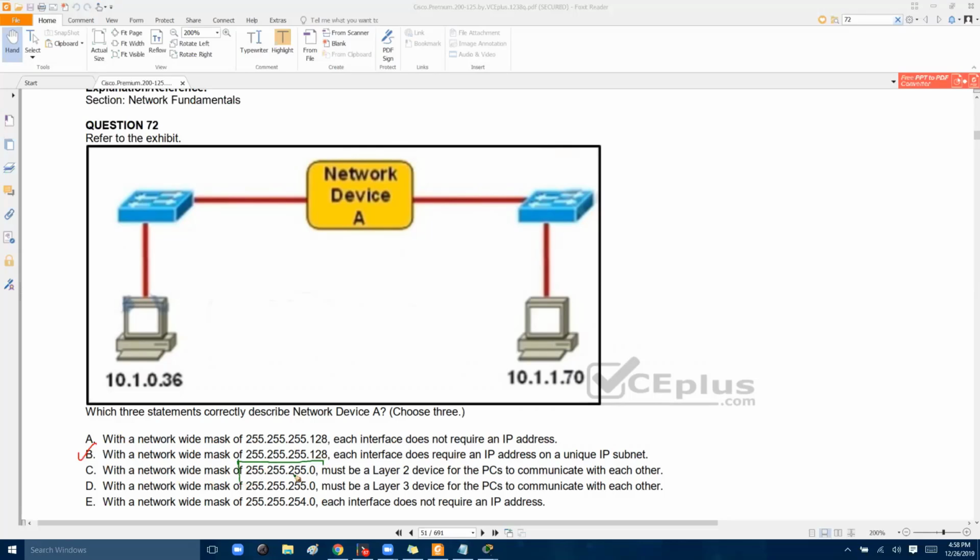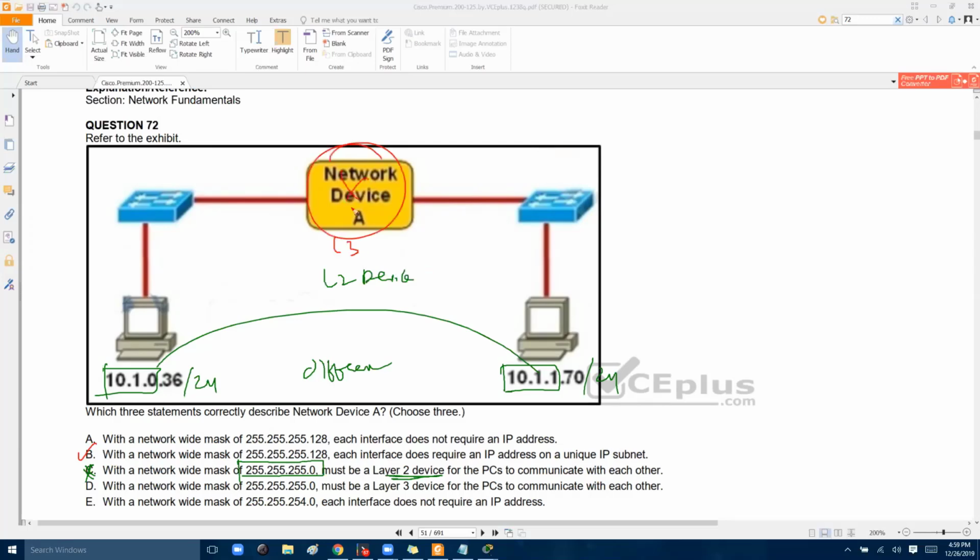And if I'm using this subnet mask 255.255.255.0, it is going to become /24, which means these three will be the network. So again, they are different networks now. If I'm using this subnet mask, you must use a layer 2 device for the PCs to communicate with each other. Again, this is wrong, because once they become different networks, just connecting an L2 device is not sufficient, because you need an L3 device, which is a router. We need a router, not the switch. L2 means the switch device. So that's not correct.